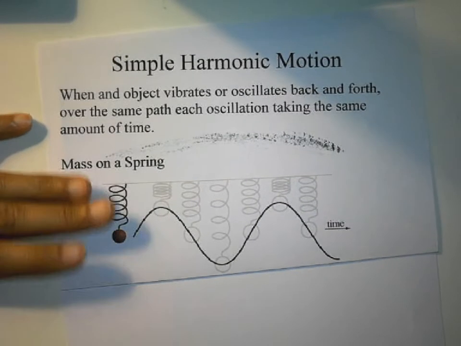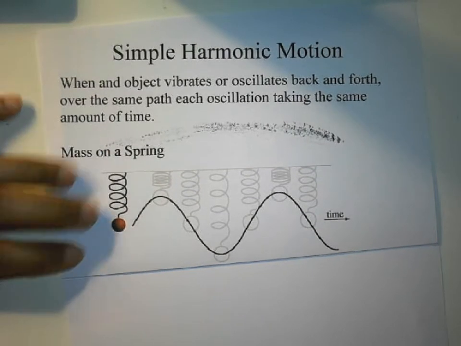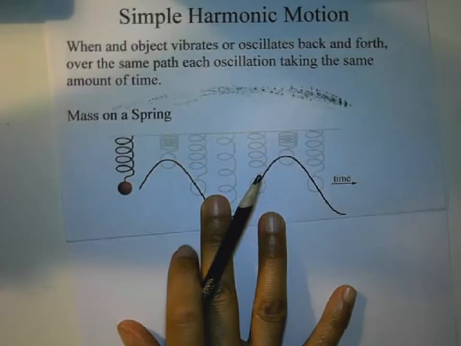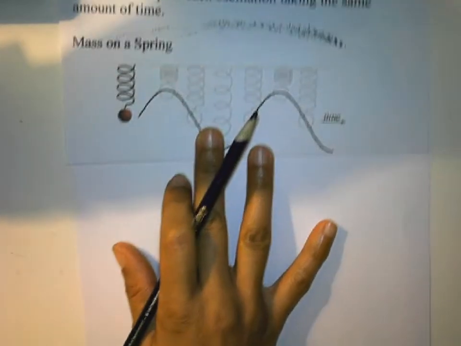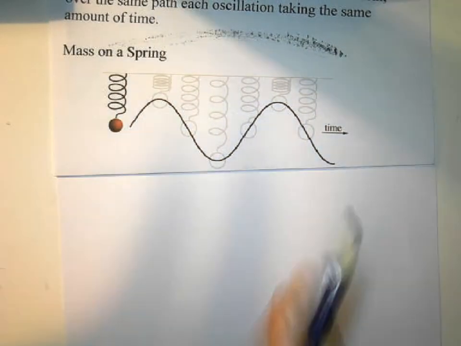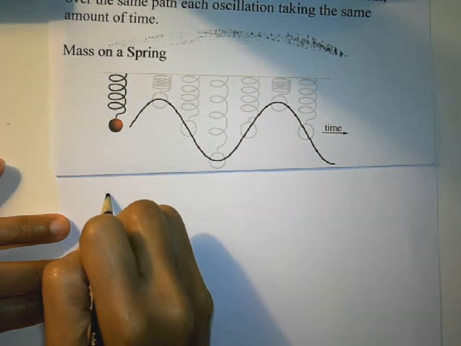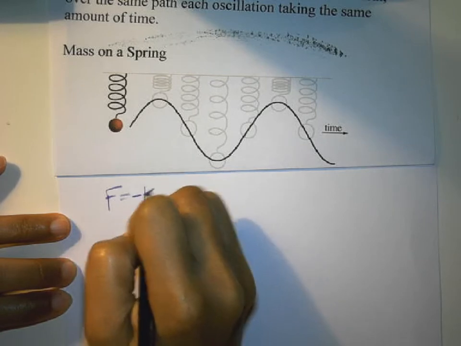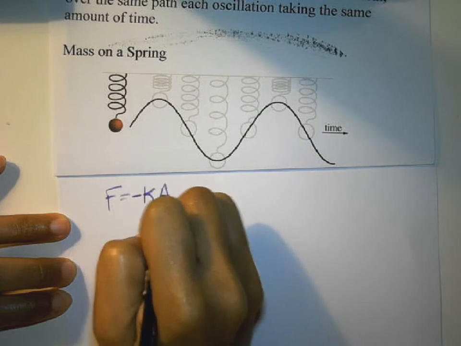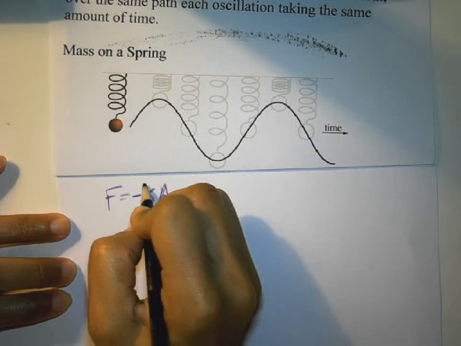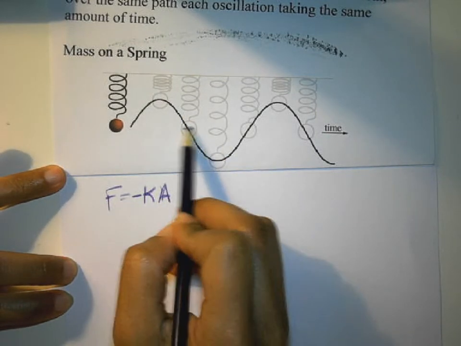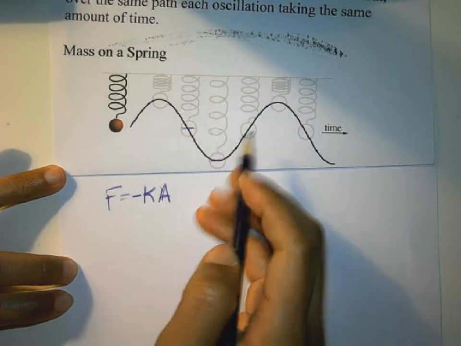Alright, let's work with some of the equations in simple harmonic motion. I'll give you a review from the last video. From the last video, I gave you Hooke's law. Hooke's law is F is equal to negative K times X. I gave it to you as X in the last video, but I think I'm going to switch it to A, standing for amplitude. And again, that's still how far it is stretched or compressed from equilibrium. And you'll see why in just a moment.